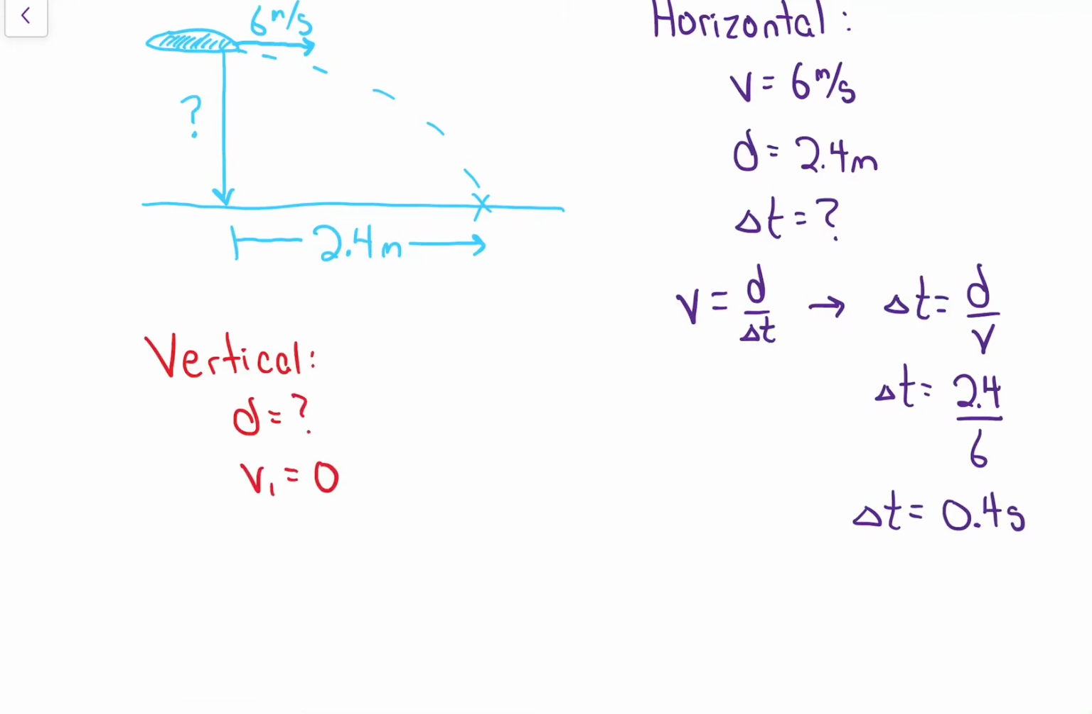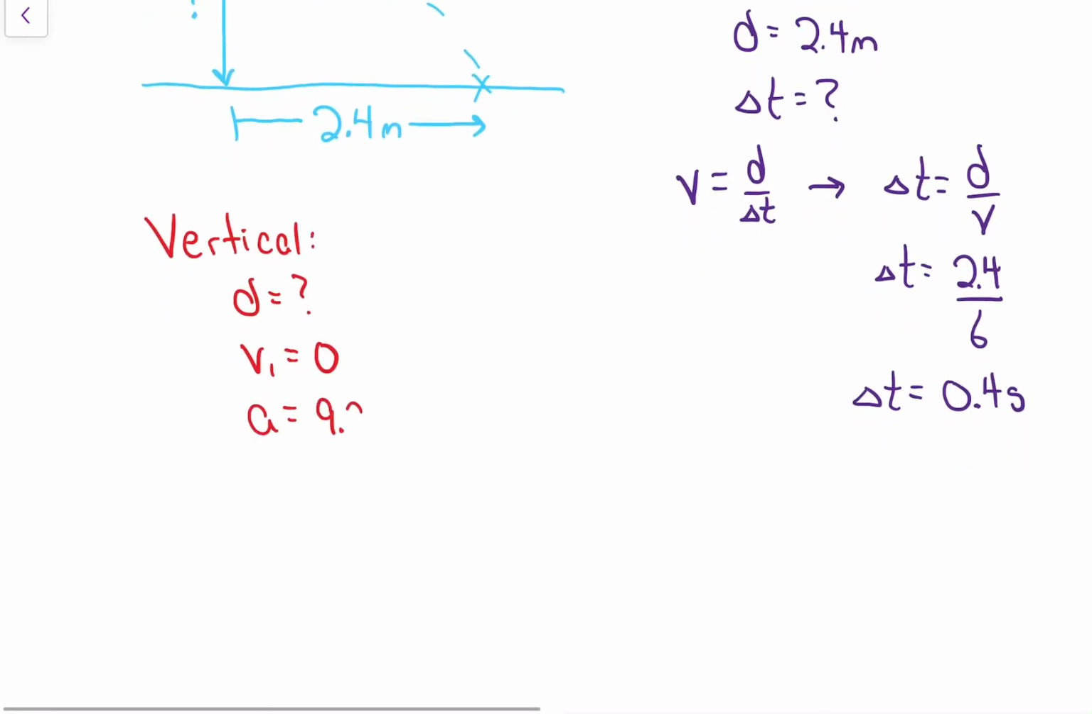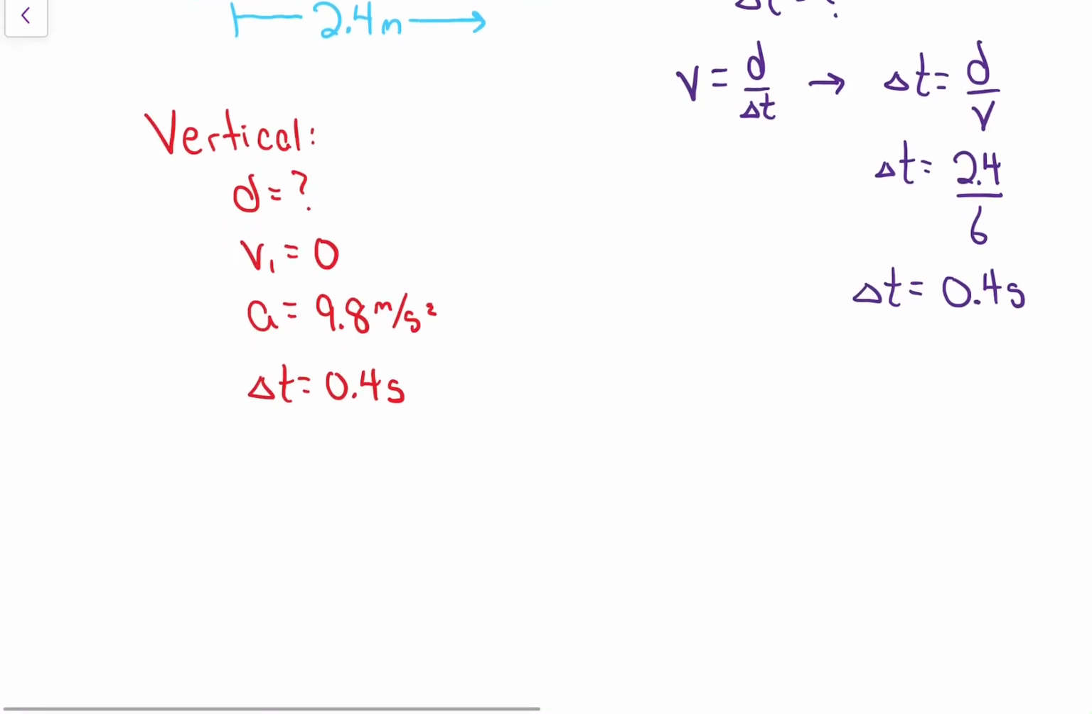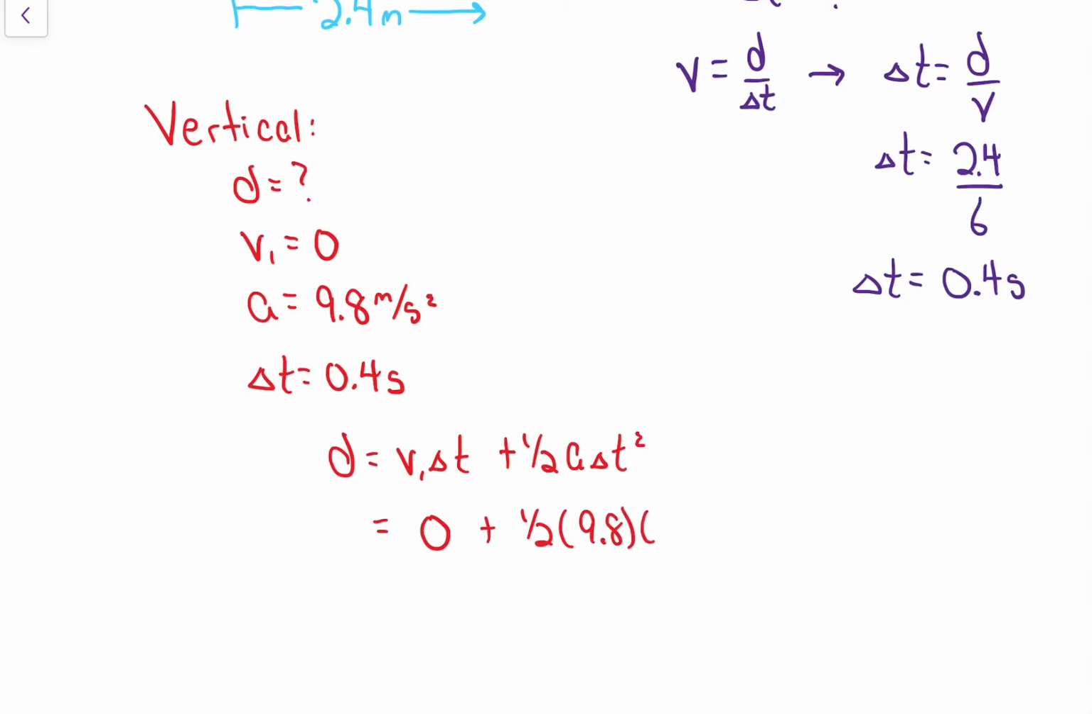Since we shot it horizontally, for that first split second it hasn't really fallen. We know gravity's pulling it down at 9.8. And we just figured out that the time is 0.4 seconds. Kind of the same thing over and over again here in the vertical. I don't care about V2, so I'm going to use that same 1/2 a t squared equation. Since the V1 is 0, this whole term disappears again, so I've got 1/2 of 9.8 of 0.4 all squared.